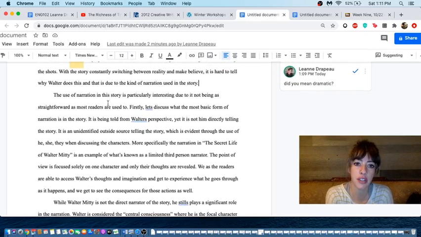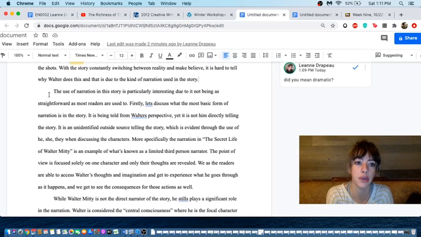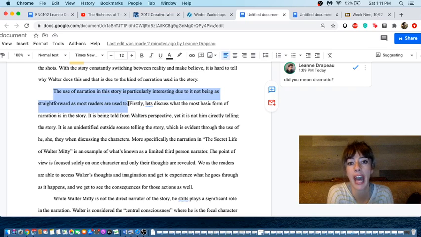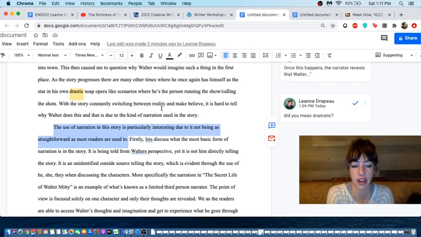The use of narration in the story is particularly interesting due to it not being straightforward as most readers are used to. All right, so this is a pretty complex topic sentence, but this is our topic sentence here. We're going to learn about how the narration is not straightforward. So up here in what we could kind of call part of our thesis statement, we have the narration allows us to switch from reality to make-believe.